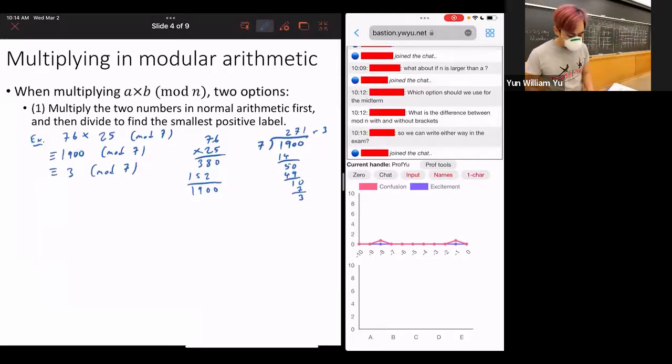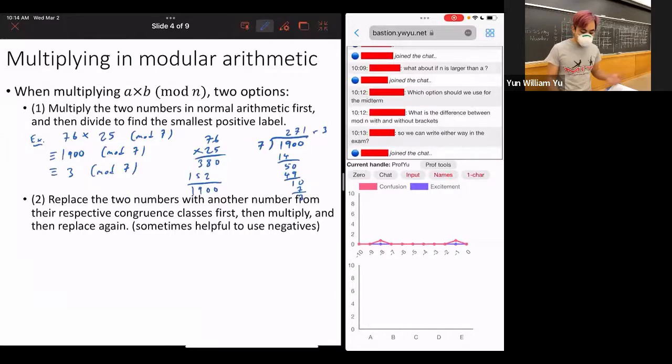The other way is you can first replace the numbers with their congruence classes and then multiply and then replace again if necessary. This just makes all numbers smaller, which can make it easier. If I were doing this by hand, I would prefer not to multiply ginormous numbers, and I might prefer to make everything smaller first.